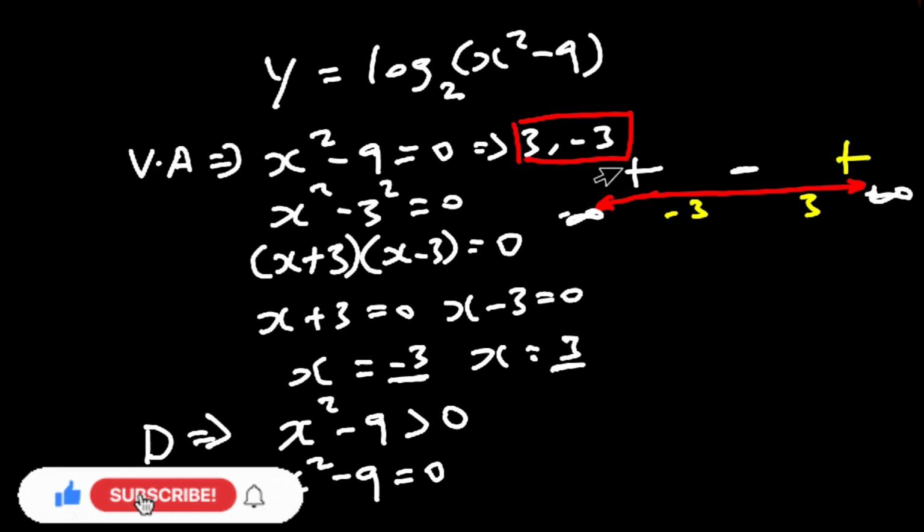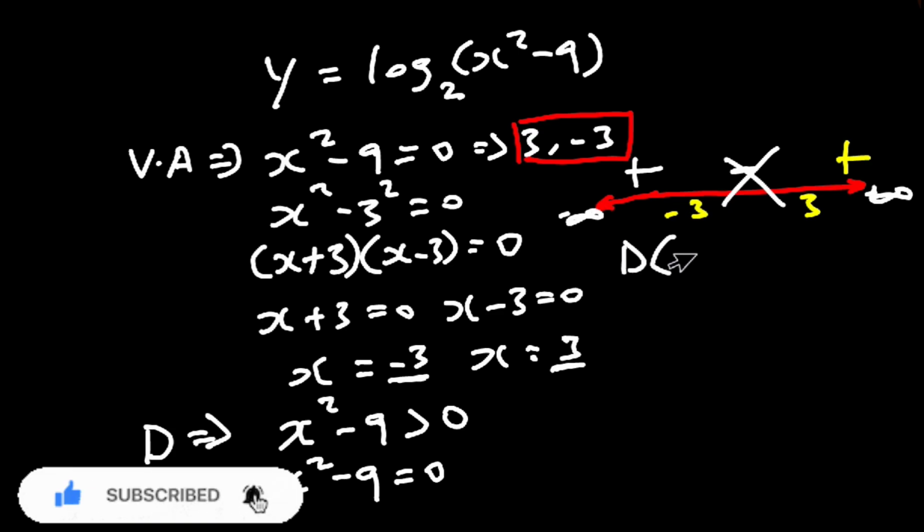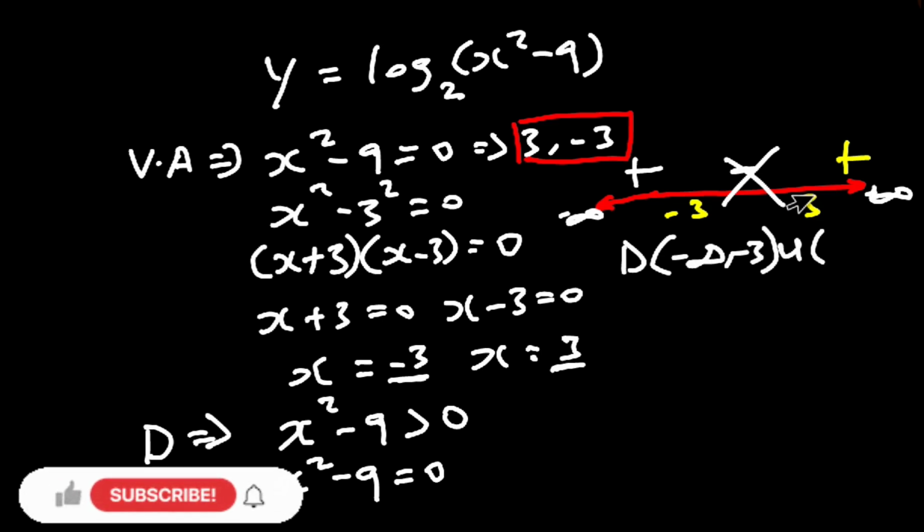Now we're going to discard this region because it gave us a negative number, but the numbers we want are the ones that give us greater than 0. So this positive region and this positive region are what we want. From here we see that the domain of this function is from negative infinity to negative 3, union from 3 to infinity.